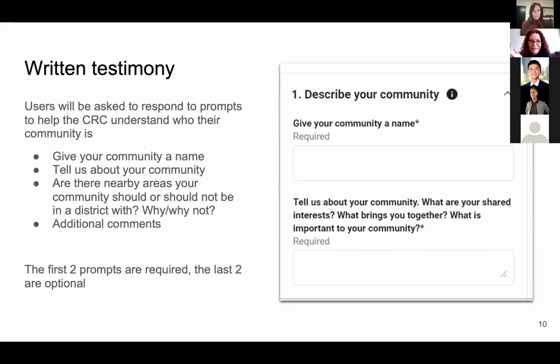Essentially, you're just asked to provide a name for your community. It could be the dog lovers of Oakland. And then you can tell us about the community. You're asked whether there are some nearby areas you think should be in your district with your community, and you can provide additional comments. So the first two questions are required. So essentially give a name and then tell us about the community, and the rest of it is optional.